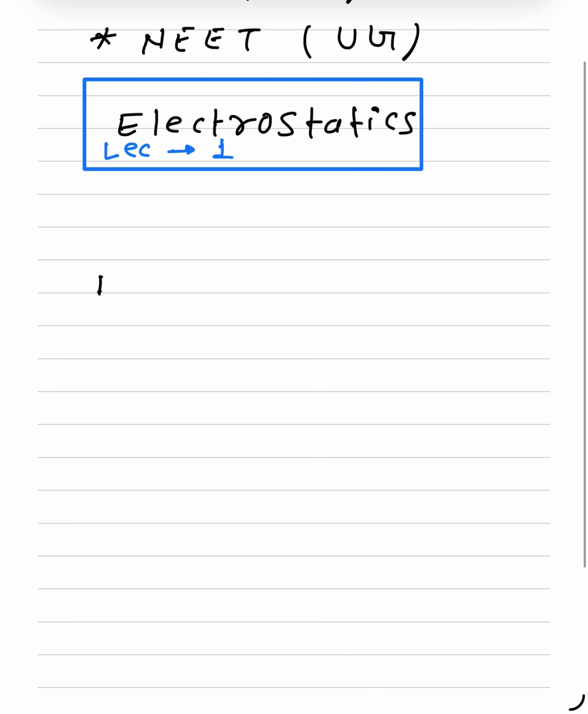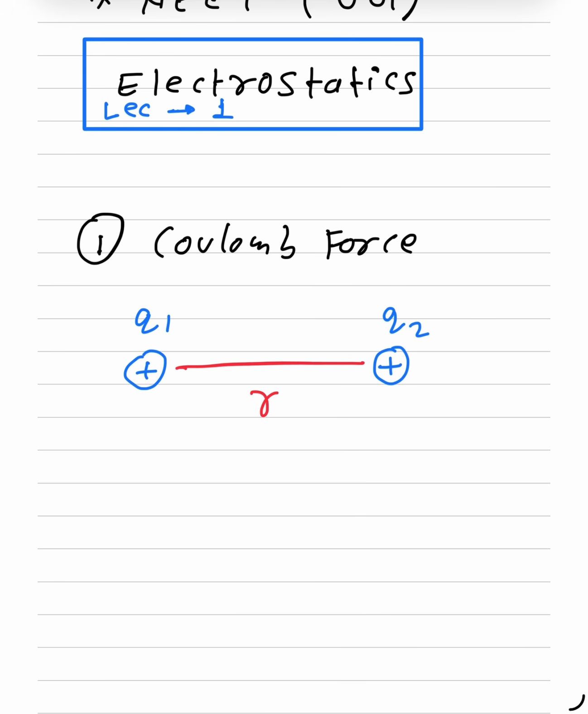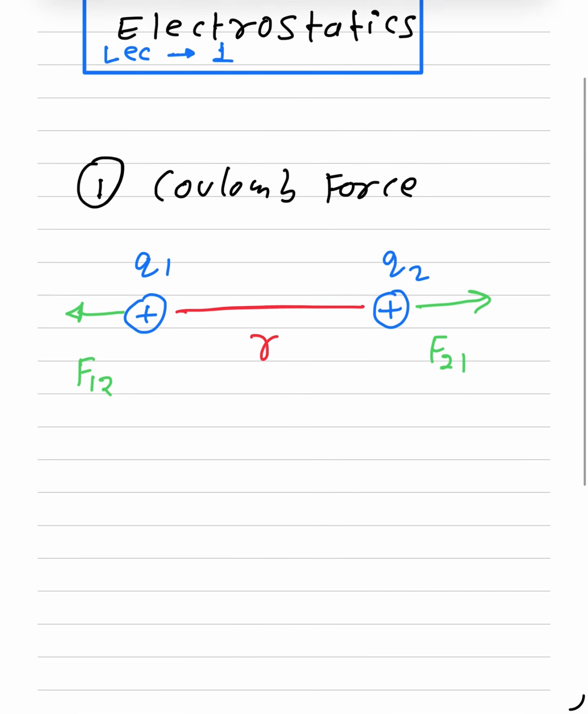First, Coulomb force. Suppose that this is a positive point charge +Q1 and this is a positive point charge Q2, right? And the separation distance between both charges is R. In this situation, both charges repel each other like this, right? Coulomb force on second due to first, and Coulomb force on first due to second. This is a basic concept.